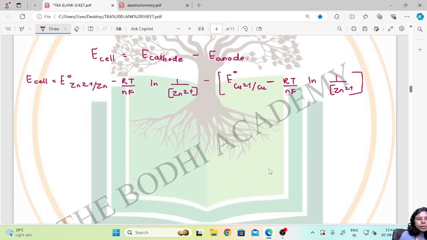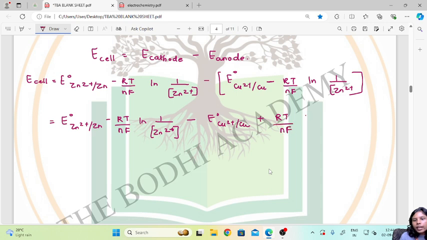Now we will open up this bracket, so we'll get E naught Zn2+/Zn minus RT/nF ln 1 upon Zn2+, minus into this minus, then E naught Cu2+/Cu. Now this minus into minus will become plus, so we will get RT/nF ln of 1 upon Cu2+. Okay, so this is the equation.